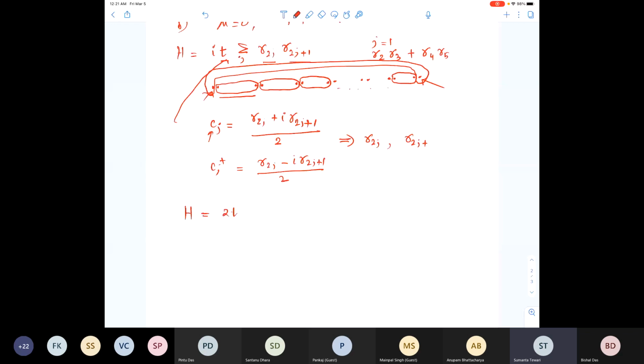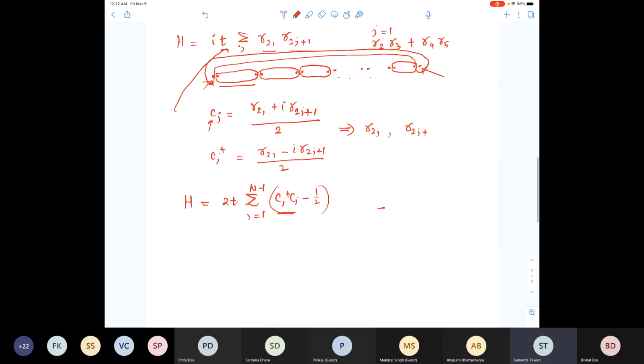Again, you can do the math, it's very simple. You're going to be left with 2t sum over j equal to 1 to n minus 1 of c_j dagger c_j minus 1. Again, this is a phase in which there is no particle in the system, because c_j dagger c_j is the number operator. If you put a particle in any of the c_j fermion states, you're going to increase the energy. So the ground state has no fermion. The ground state energy is minus t times n minus 1. That comes from this term.